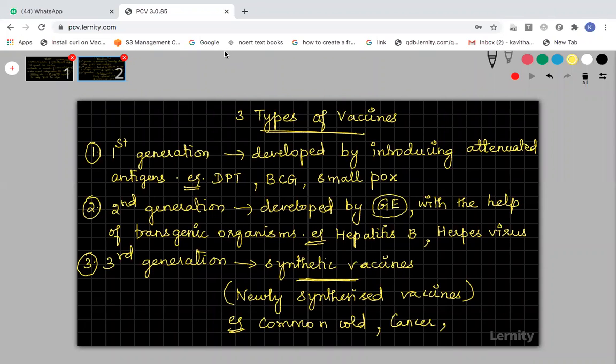Chickenpox vaccines come under first generation. Chickenpox vaccines come under first generation. Okay, so this is regarding the different types of vaccines.